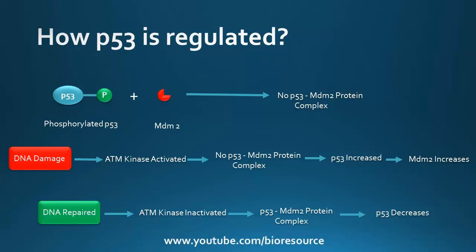Once the DNA is repaired, ATM kinase is inactivated and this will dephosphorylate p53. Once p53 is dephosphorylated, the MDM2 complex is formed with p53, and as a result ubiquitin acts on the p53 MDM2 protein complex and the level of p53 decreases.